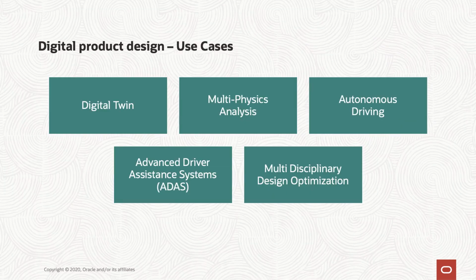This way, companies save on costly prototype testing. Digital product design can be used in many use cases, creating a digital twin, doing multi-physics analysis, new upcoming fields of autonomous driving and advanced driver assistance systems, or ADAS, and multidisciplinary design optimization, where you are combining two or more use cases. All these use cases lead to a robust design and safe product. According to NHTSA, manufacturers recalled 29.3 million vehicles in 2018. Better products with less recalls has a huge economic impact on companies.